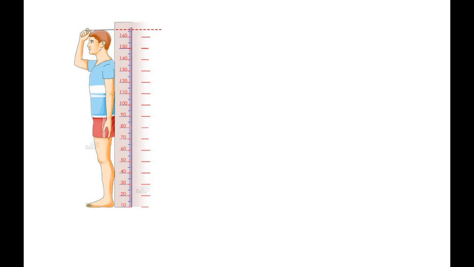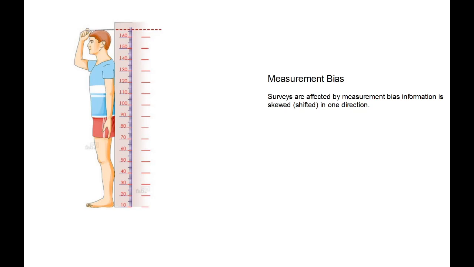What if you were measuring the height of all the residents in a small town? You wanted to know their average height, for example. And you measured all of their heights, but you didn't tell them to take their shoes off. If you didn't tell them to take their shoes off, then all the measurements would be inflated. They'd all be about a centimeter more than what they should be. This is called measurement bias because all of the information, in this case the heights, are going to be shifted in one direction, namely they're going to be increased.